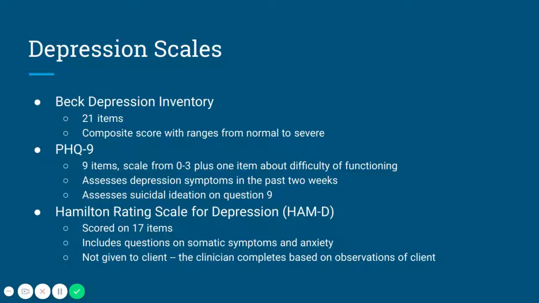There's also the Hamilton Rating Scale for Depression, and that is scored on 17 items. There are actually 21 items, so there are 4 additional items that are not part of the score. It includes questions on somatic symptoms and anxiety, and it's not given directly to the client, so the clinician completes that based on the observations of the client. So you don't actually do this one with the client present, whereas the PHQ-9 and the Beck Depression Inventory, the client would take themselves.